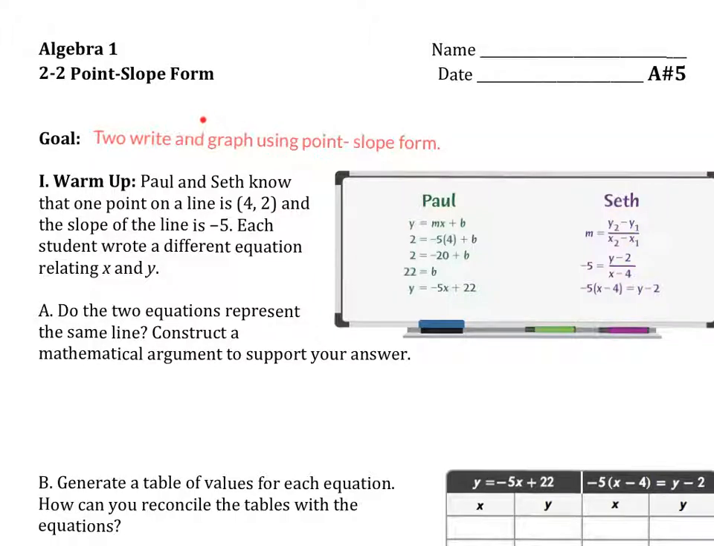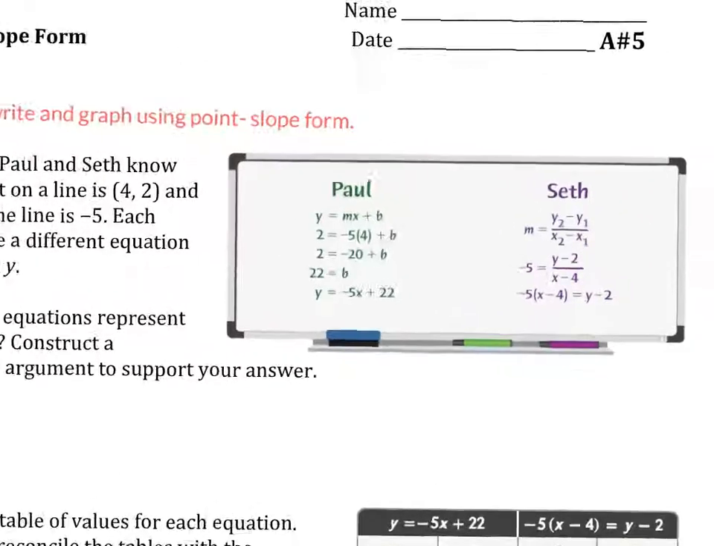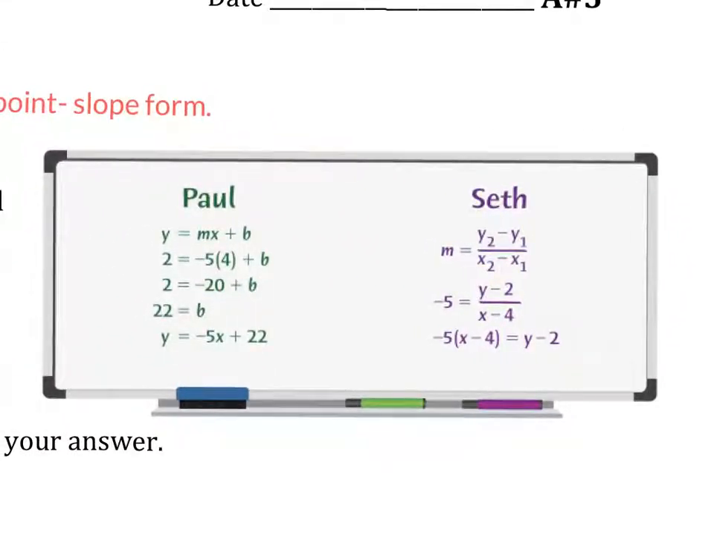Paul and Seth know that one point is on a line, (4, 2), and the slope of that line is negative 5. Each student wrote a different equation relating x and y. So let's walk through step by step just to see what Paul and Seth here did. It looks like Paul took slope-intercept form and substituted everything he knew. The point was (4, 2), so he substituted those in for x and for y. And he took the slope, negative 5, and substituted it in.